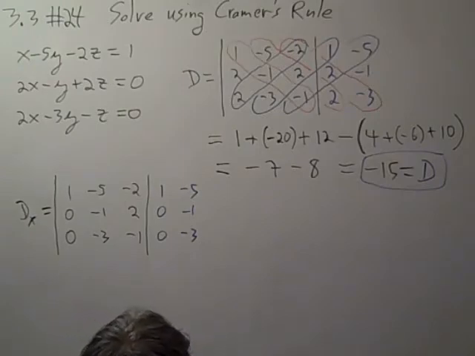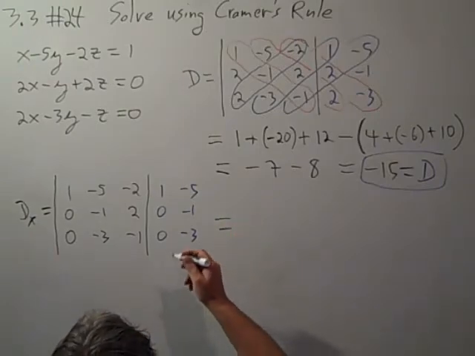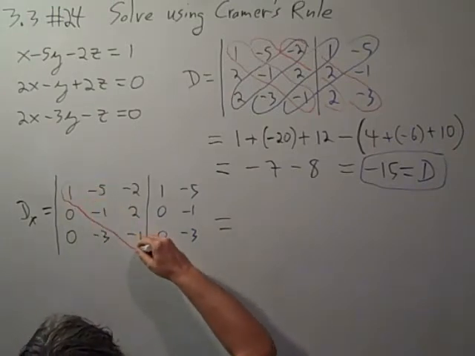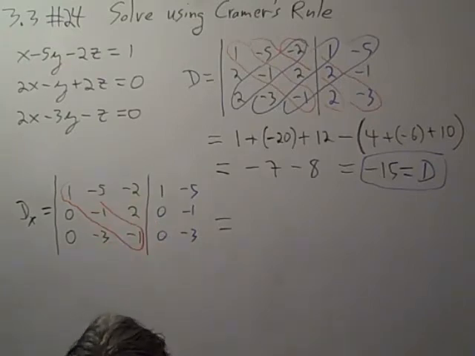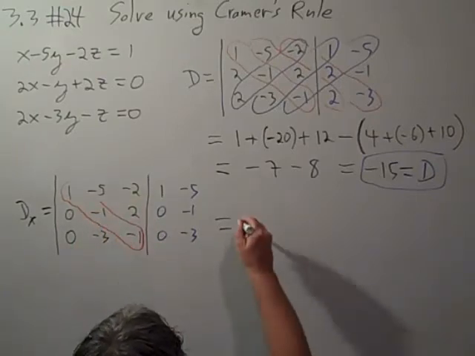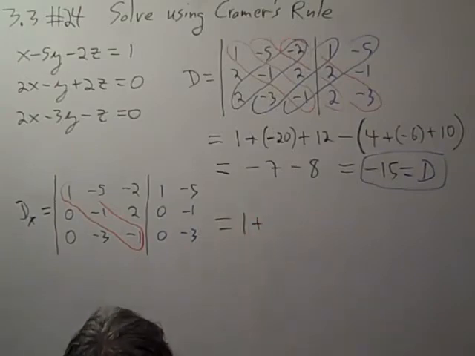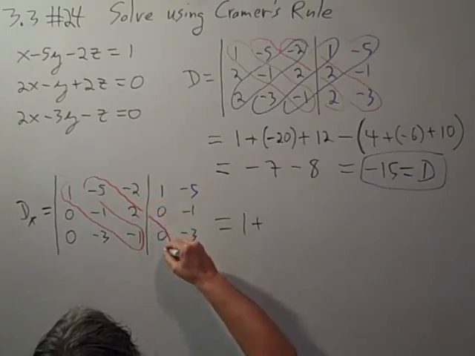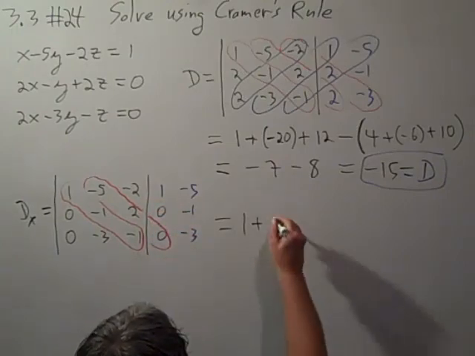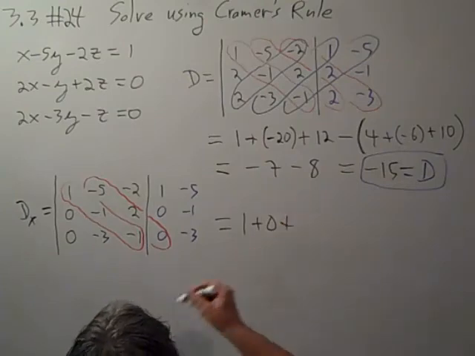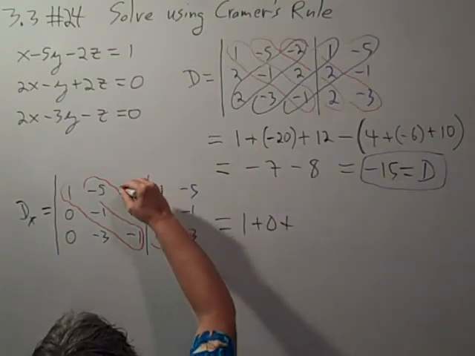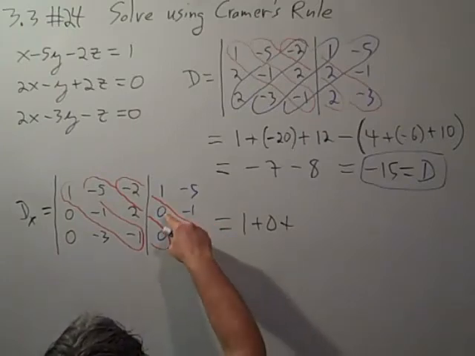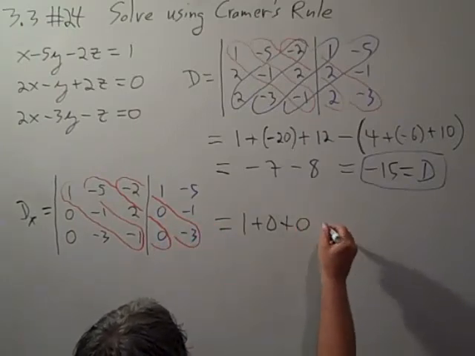And now we can start the process of calculating this. So to begin with, there's this diagonal. Multiply those numbers together and you get 1. 1 times -1 times -1 is 1. And then we add the next term, which is -5 times 2 times 0. Times 0 means the whole thing is just 0. And then finally, the third diagonal over, -2 times 0 times -3. You like to see zeros in these things because that's just 0.